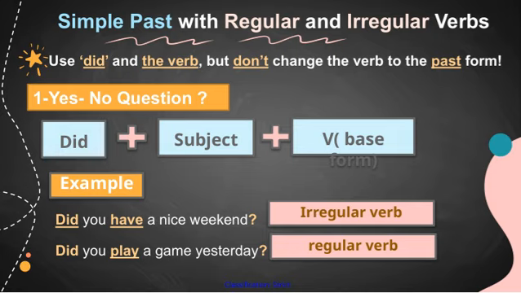Remember, the key is that did signals that we are talking about the past, but the main verb stays in its original form. This helps keep the question clear and grammatically correct. And of course, these questions are usually yes or no questions, meaning the answer will be either yes or no. It's a straightforward way to ask about past actions, regardless of whether the verb is regular or irregular.